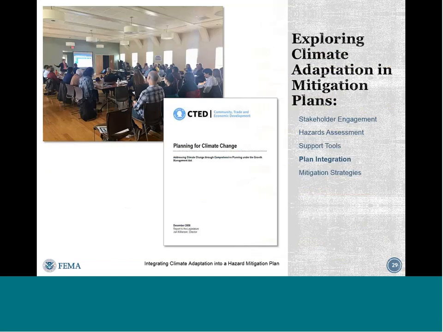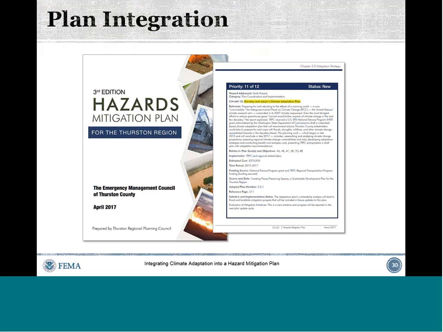And I'll just quickly move forward. Another way of exploring climate adaptation in the mitigation plan is the requirement for plan integration. How could a community integrate hazard mitigation into other planning mechanisms? The Growth Management Act, comprehensive plans, capital improvement plans. So again, this is just another way of looking at climate adaptation in the hazard mitigation planning process. For example, in Thurston County, one of their mitigation strategies is to develop a climate adaptation plan separately.